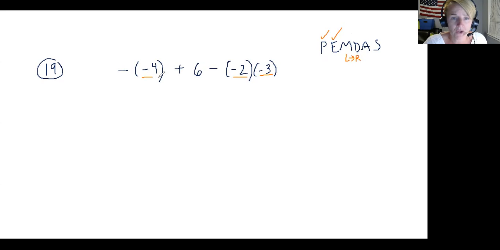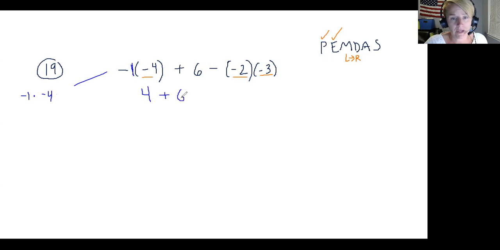Okay, right here, I have the negative sign outside of a negative 4 in parentheses. Now remember, this is an assumed negative 1. So I basically have this situation right here that says negative 1 times a negative 4. And 4 times 1 is 4, and negative times negative is a positive, so all that turns into a positive 4.